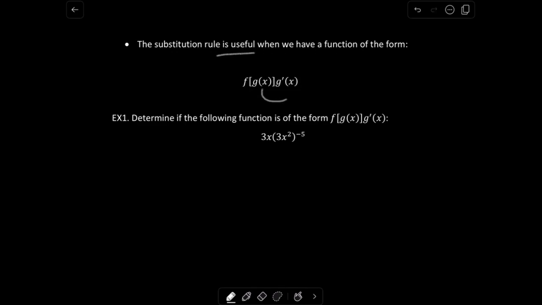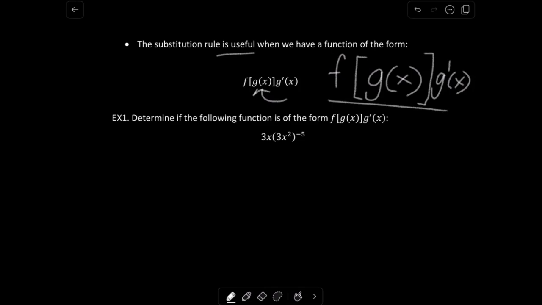This g of x, I call that the inner function. I call it the inner function because you are inserting this inner function into another function f. And then you're going to be multiplying this entire f of g of x by g prime of x, the derivative of the inner. So when you have a function of the form f of g of x times g prime of x, then you need to use the substitution rule.